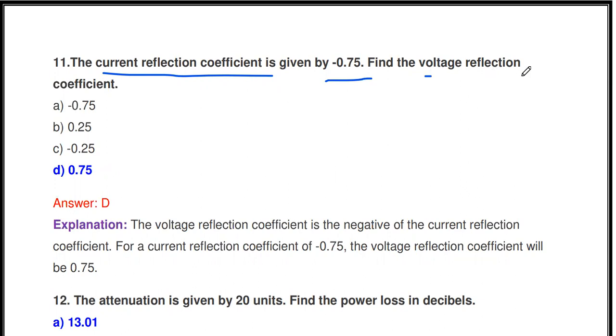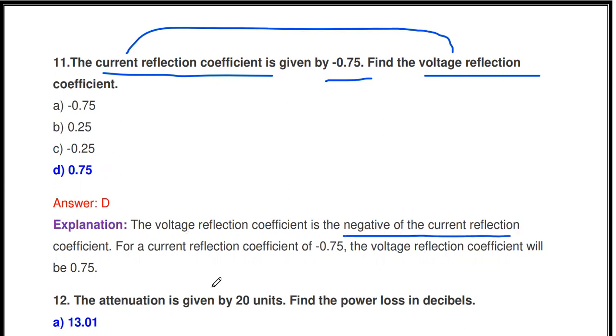Then find the voltage reflection coefficient. So the current reflection coefficient is minus 0.75, which means what is the voltage reflection coefficient? What is the relation between current reflection coefficient and the voltage reflection coefficient? The voltage reflection coefficient is the negative of the current reflection coefficient. Okay. So if the voltage reflection coefficient is K, the current reflection coefficient is minus K. So that's why, the current reflection coefficient is minus 0.75 means the voltage reflection coefficient is minus of minus 0.75. So the answer is 0.75.